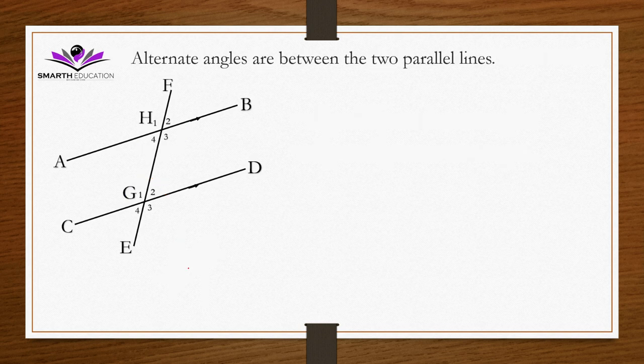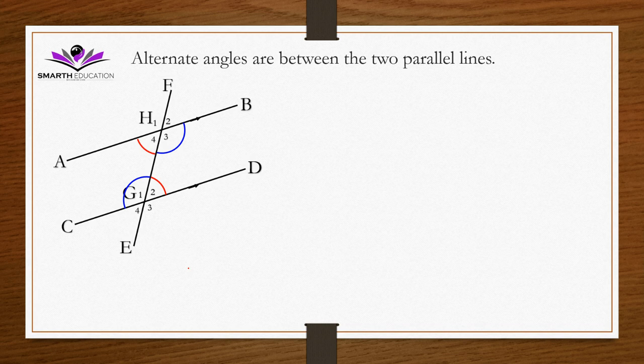And then alternate angles are between the two parallel lines. Like I said, we're going to look at the interior ones. So the alternate angles are between the two parallel lines. So H4 there and H2 there, see, they are between AB and CD, which are parallel. And then we have angle H3 there and angle G1 also, they are between the two parallel lines. Okay, these are alternate angles. It is very, very important for you to be able to identify these angles.